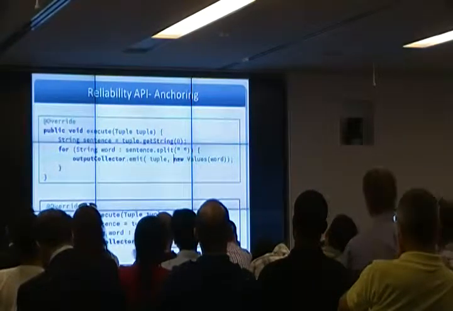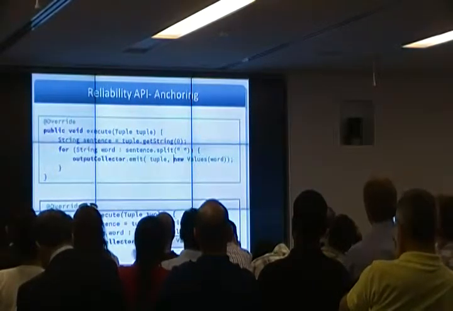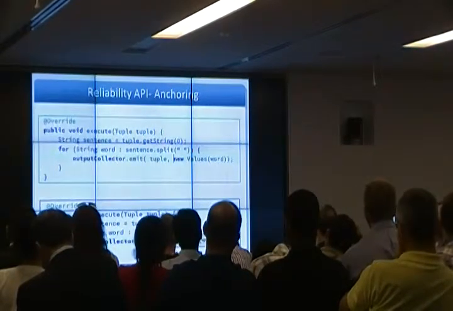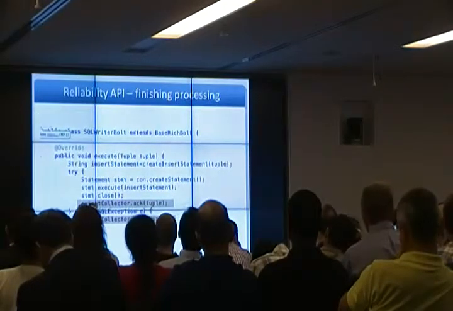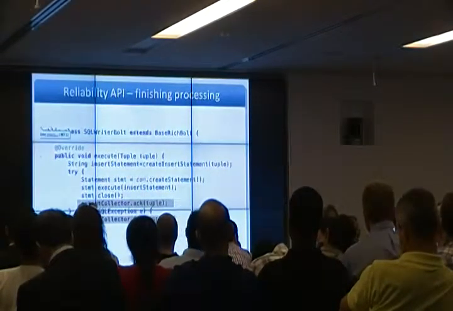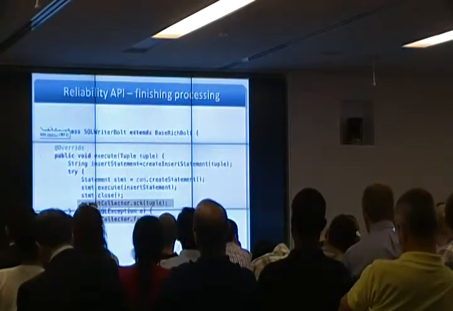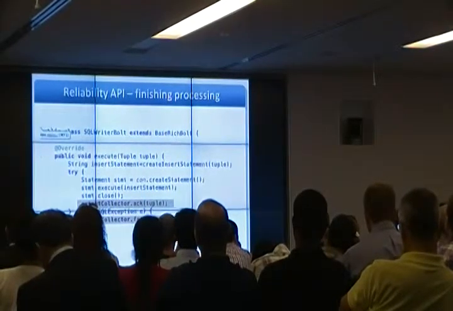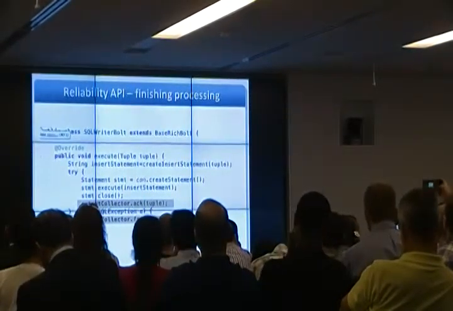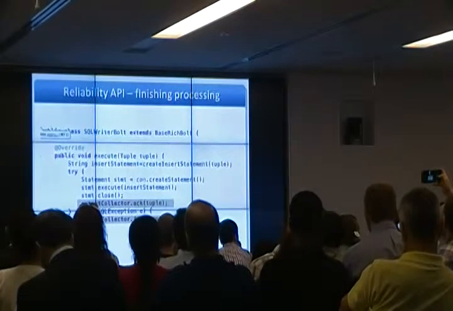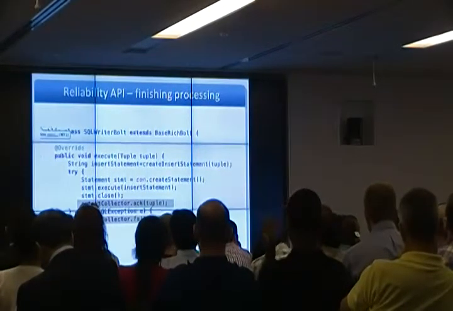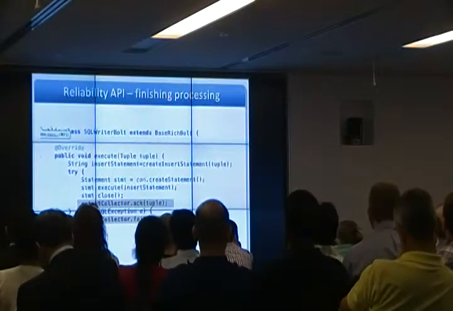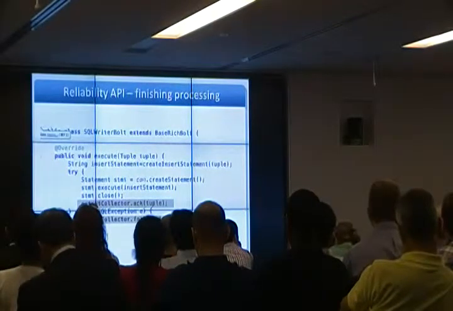And that's another piece of code here, it's just without this anchoring. So you have to do anchoring if you want the reliability API. And also, when you finish processing in each bolt, you have to tell it that you're finished. So basically here, the output collector ACK method is telling that I'm finished processing. Here, let's say I connect to a database and I fail in the middle, there will be an exception and I have to call the fail method.